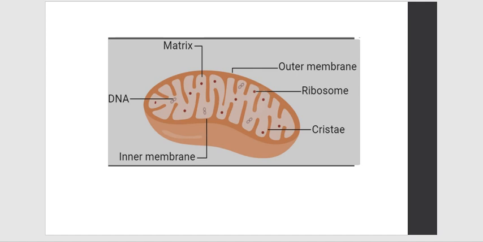As we can see here, this is the outer membrane, this is the inner membrane, which forms the infoldings called the cristae, and some ribosomes are present here. The dot-like structures are actually the ribosomes, and the pink space we can find here is the matrix of the mitochondria. So these structures are here. You can also see the DNA present in that particular mitochondria.